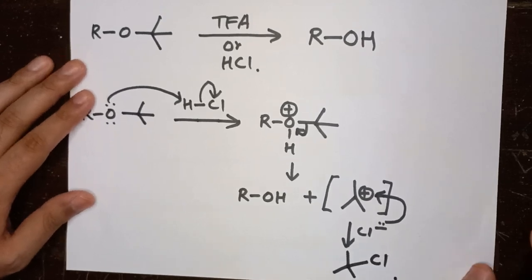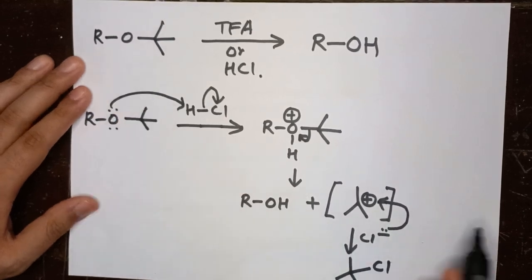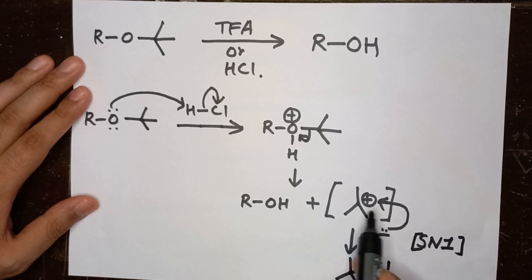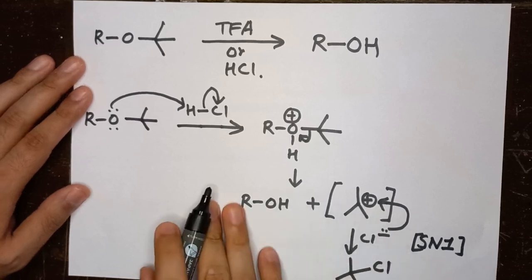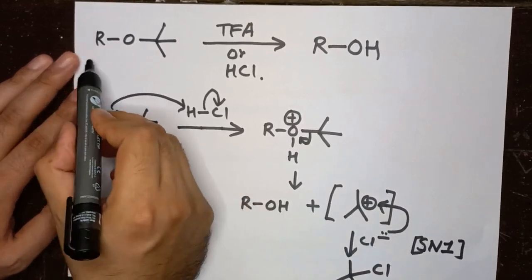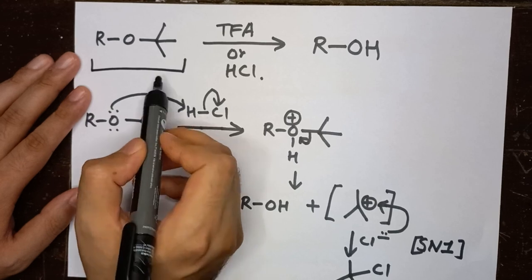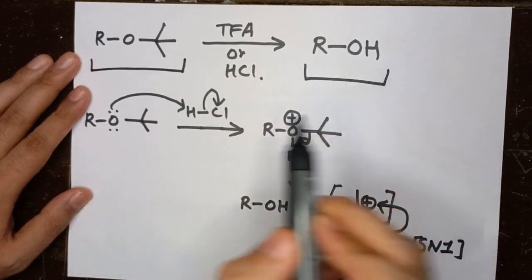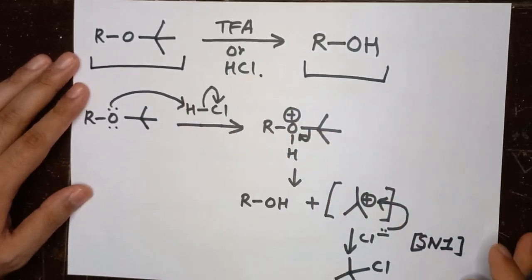this molecule. So you need to know that this mechanism follows the SN1 mechanism, simply because we are forming a carbocation and then the nucleophile is attacking. Okay, so you need to remember that tertiary butyl ether can be deprotected under acidic environment, and this is the mechanism.